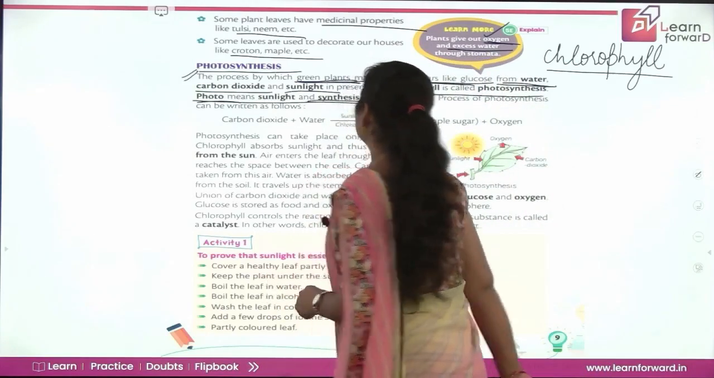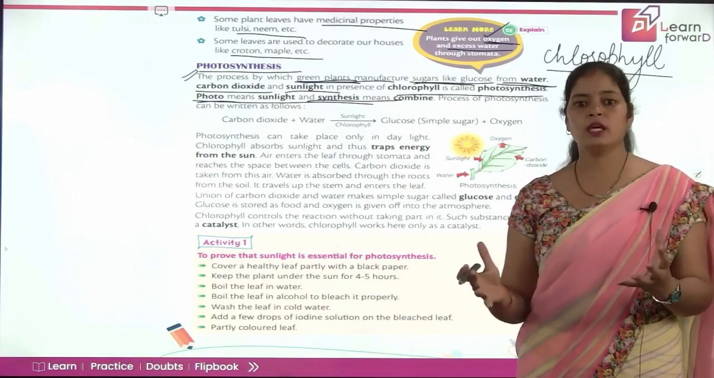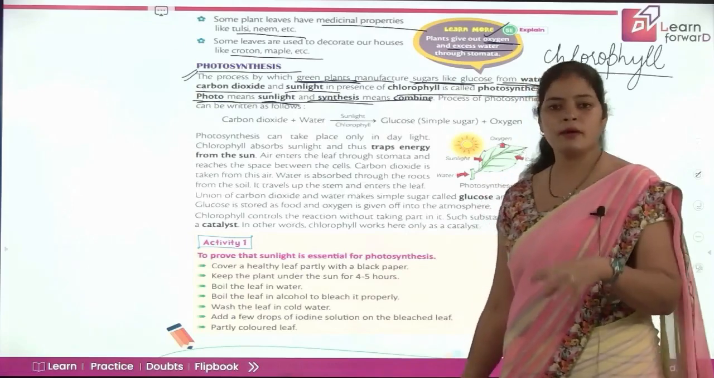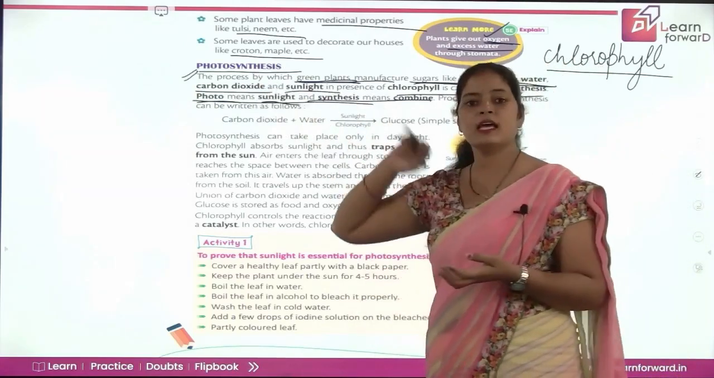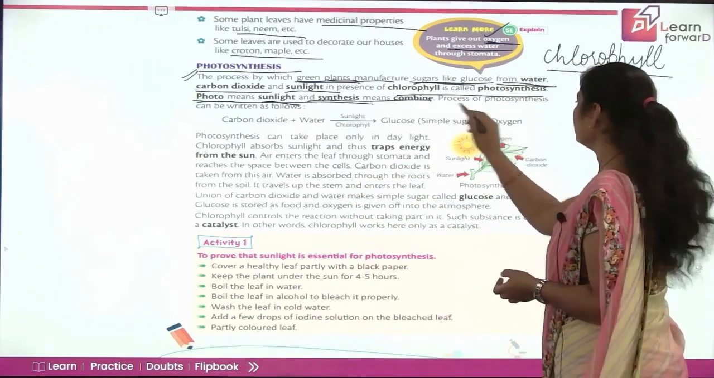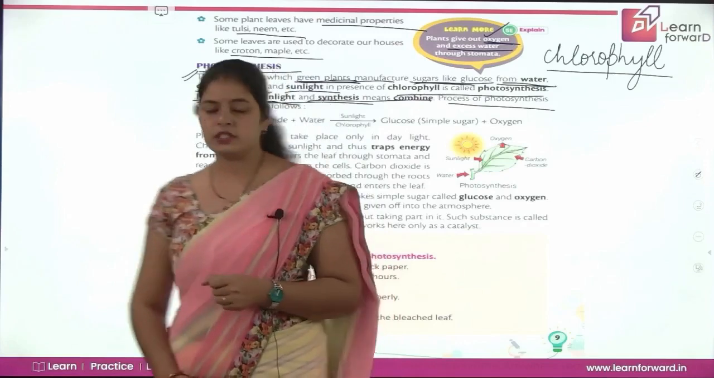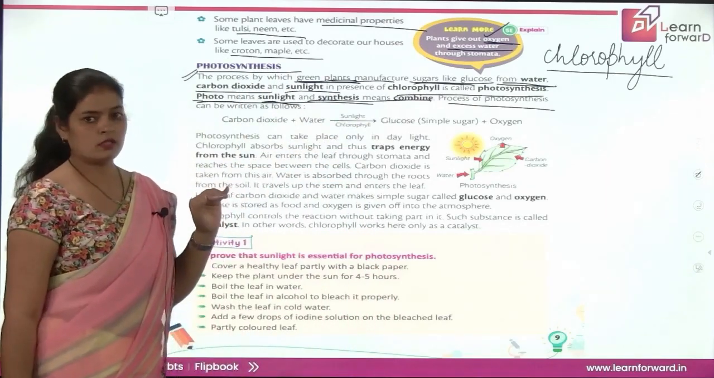And synthesis means to combine, to bring together, to make something. So here photo means sunlight. Synthesis means to combine or to make. So to make anything in the presence of sunlight is called photosynthesis. Now the process of photosynthesis can be written as, okay, now this is important again. This is the equational form of the process, photosynthesis.